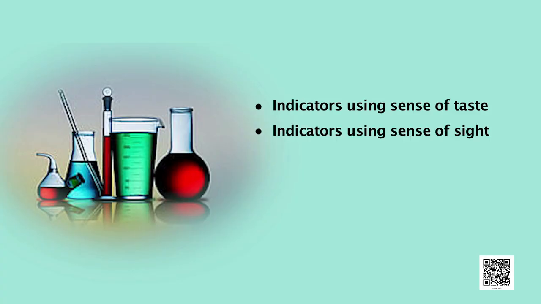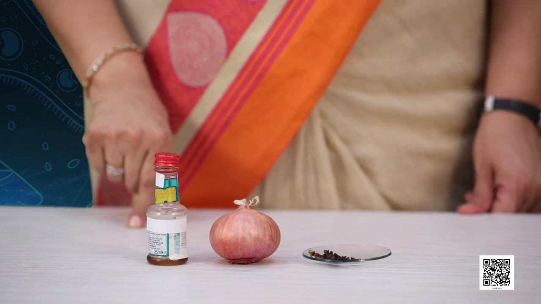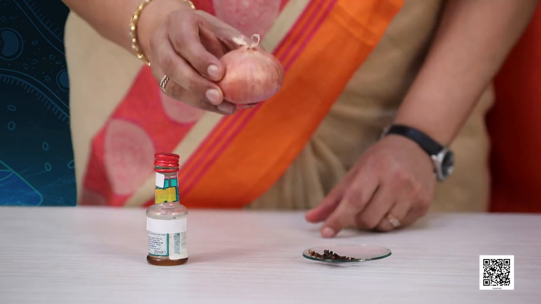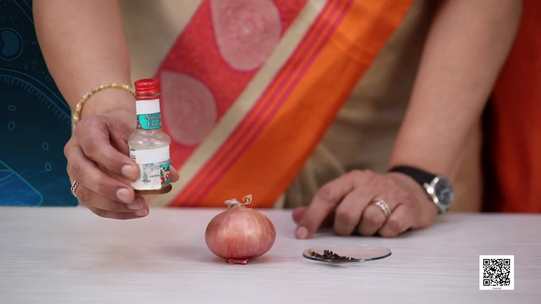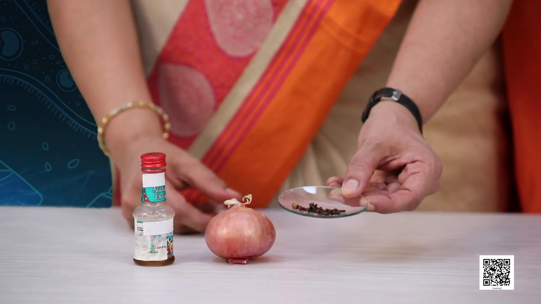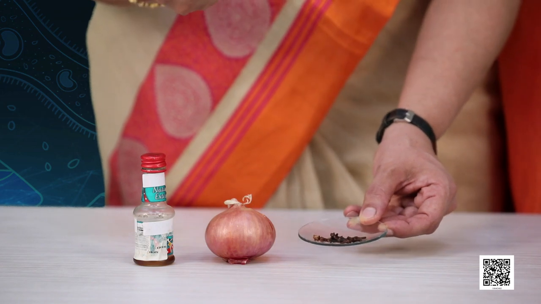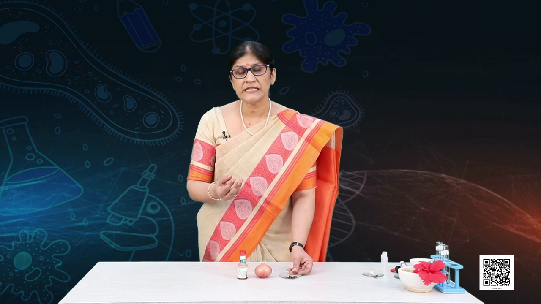So my young scientists, we have discussed the indicators of taste, indicators which used our sense of sight, and now I'm going to introduce another set of indicators which use our sense of smell, and these are known as olfactory indicators. You can use an onion: cut the onion and see how the smell of onion changes when we put some acid or a base. You cannot smell it right now on the camera, but when you do it at home, you will be able to. The other one is the vanilla extract, the vanilla essence that we use in our baking, that is cakes, etc. And the third one is the cloves. You can crush the clove, or have some clove oil, and then see how the smell of the clove oil changes when we put a little bit of acid or a base. This is for you to check.